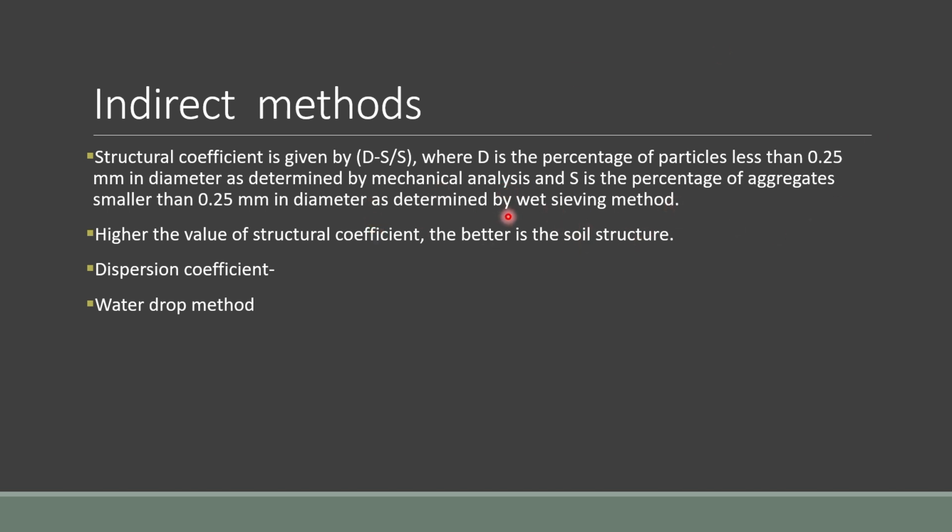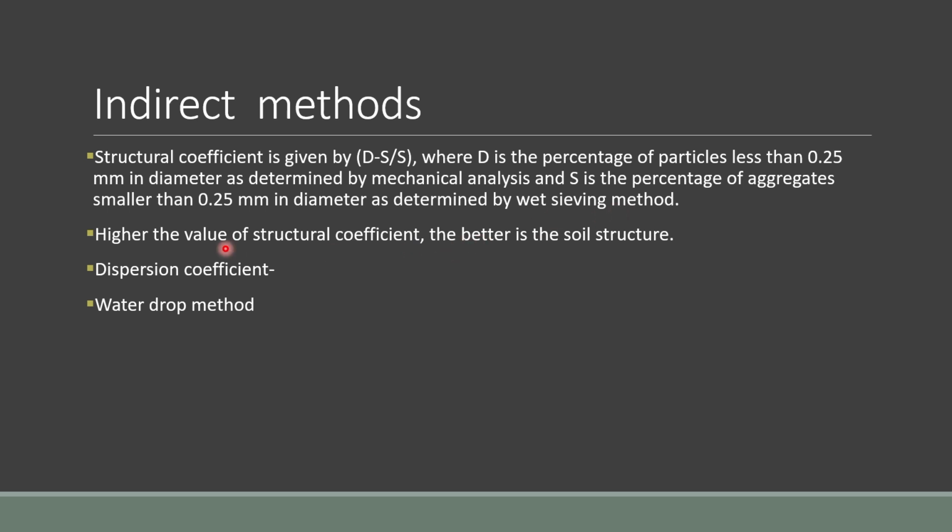So by mechanical analysis, we find what percentage of particles has a diameter less than 0.25 millimeter, that is d. Then we have to subtract the percentage of aggregates obtained by the wet sieving method, that is s, and divide the whole by s. So we will get the structural coefficient. The higher the value of the structural coefficient, the better the soil structure.